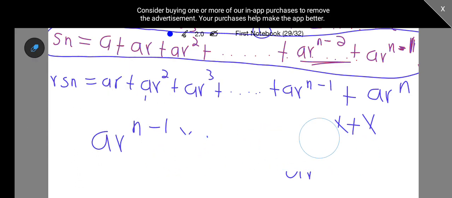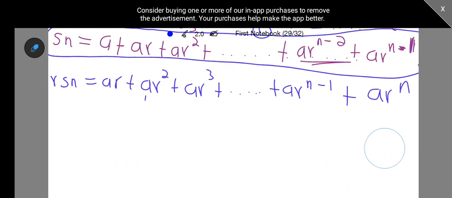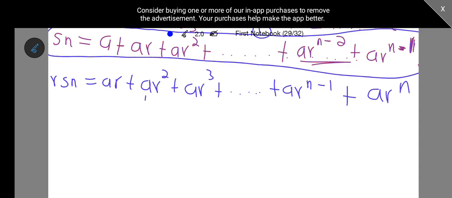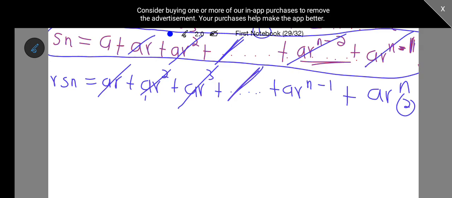That is it. We have multiplied the first equation by R, and this is what we have gotten. And this is our second equation, equation number 2. What we're going to do here is, first of all, this term cancels this term. This one cancels this one because they are the same. AR to the power of 3 will cancel AR to the power of 3, which will come here. And this one will cancel something that is here. And this one will cancel this one.